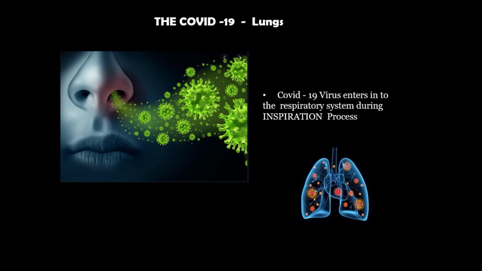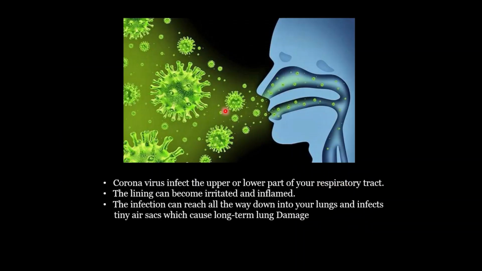In some cases, the infection can reach all the way down into your lungs. Our lungs might become inflamed, making it tough to breathe. This can lead to pneumonia, an infection of the tiny air sacs inside the lungs where blood exchanges oxygen and carbon dioxide. That's why our oxygen levels fall when our body is affected by coronavirus and we need emergency external oxygen support.